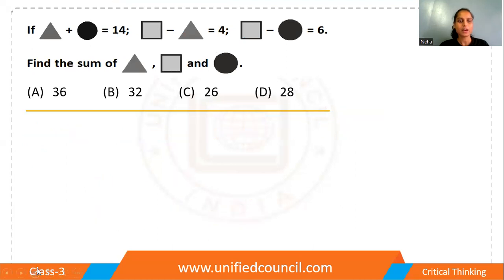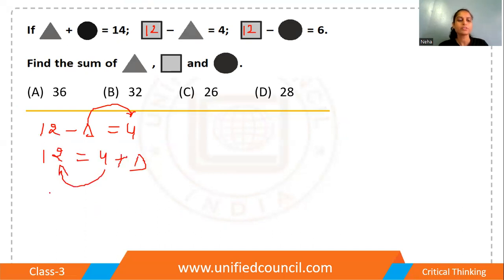Okay. Now let me check the answer. I think now I can solve it. This is equal to 12, right? So 12 minus triangle is equal to 4, right? So I can move the triangle here. It becomes 12 is equal to 4 plus triangle. Now move 4 here. So 12 minus 4 is equal to triangle. That means 12 minus 4 is 8. Right? So triangle is 8.